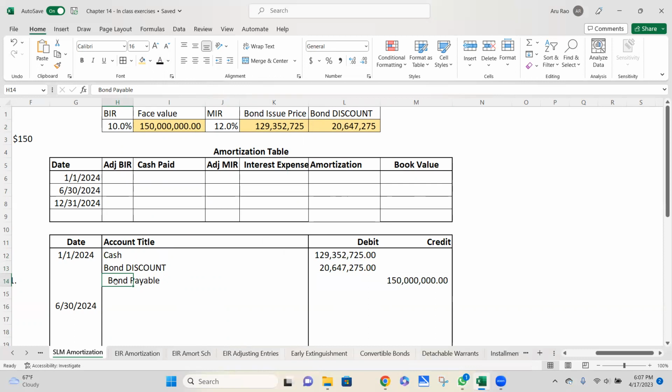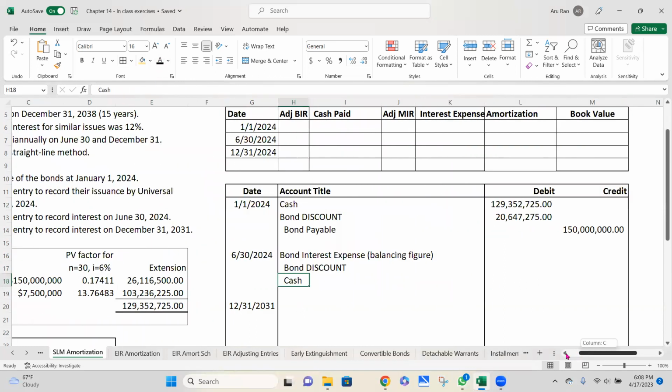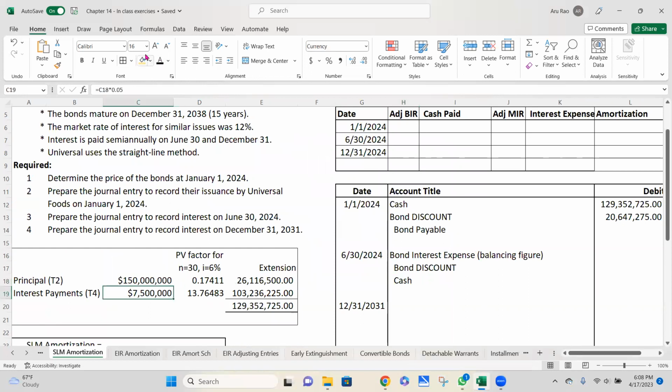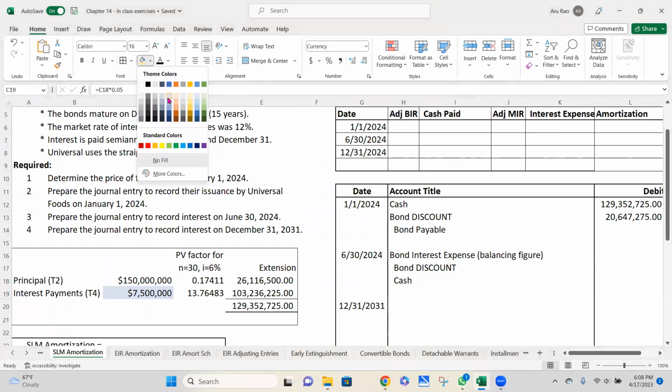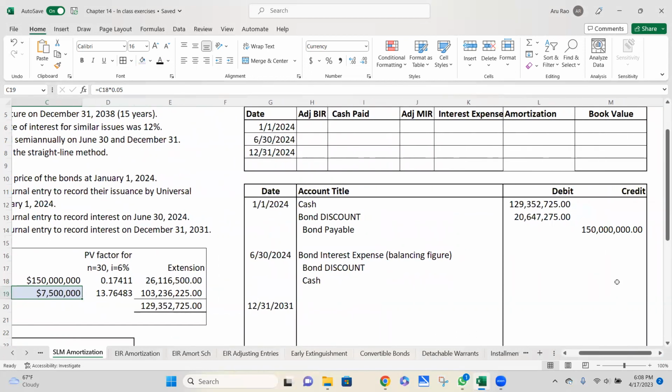Now that I have this in place, I'm ready to do my journal entries for interest payments. So the first one is on June 30th, 2024. I will debit bond interest expense. I will credit bond discount, and I will credit cash. I know how much cash I'm going to pay. Again, if you look over here, this amount of 7.5 million, I'll pay it every 6 months over the life of the bonds.